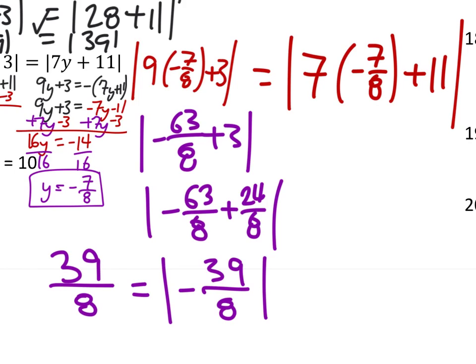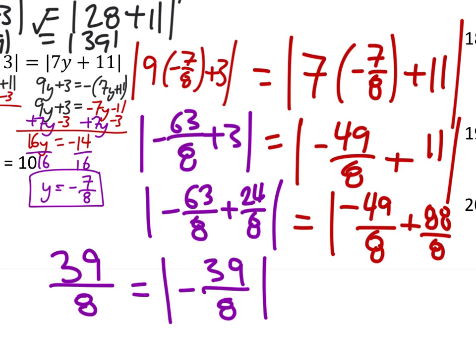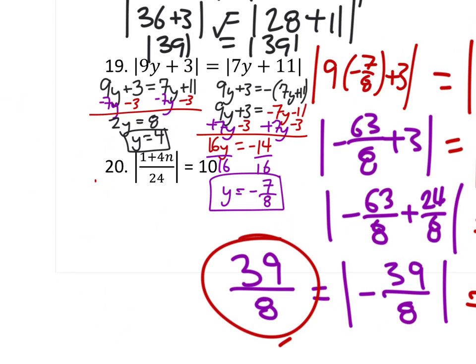So the other one should give us the same thing. Let's go ahead and check that. Absolute value of negative 49/8 plus 11. So we need common denominators again. And this is going to equal 88 minus 49. Yep, that's going to be an absolute value of 39/8, which would just be the same thing as 39/8. So it looks like we've checked our work, and our two answers were correct indeed.